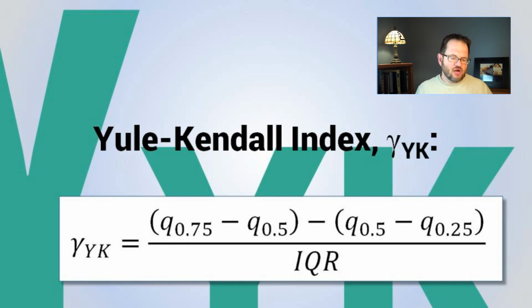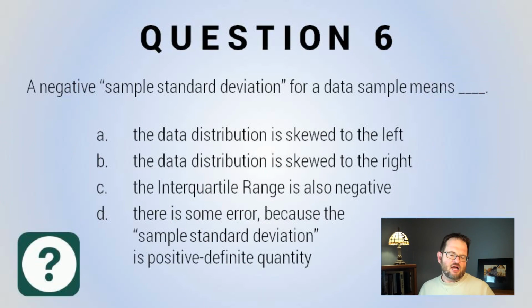Okay, before we end this lecture, I want to ask you a couple questions and see if you've gotten what you needed out of this. Question 6. A negative sample standard deviation. You computed the sample standard deviation, you got a negative number from your data sample, would mean A, the data distribution is skewed to the left, B, the data distribution is skewed to the right, C, the interquartile range is also negative, or D, there is some error because sample standard deviation is a positive definite quantity. A curious question. Go ahead and look at the 4 choices below, pick one of them, and get some feedback on your answer before you move on to question 7.